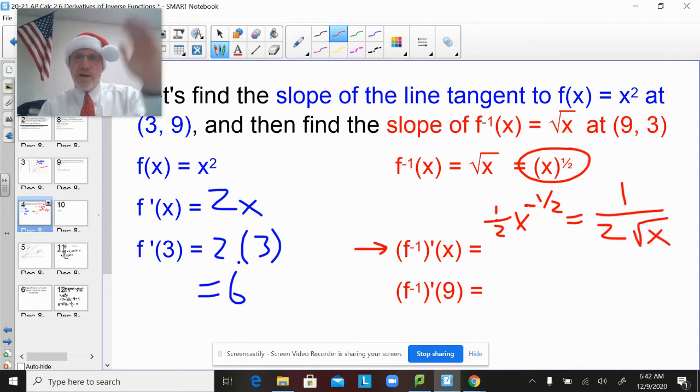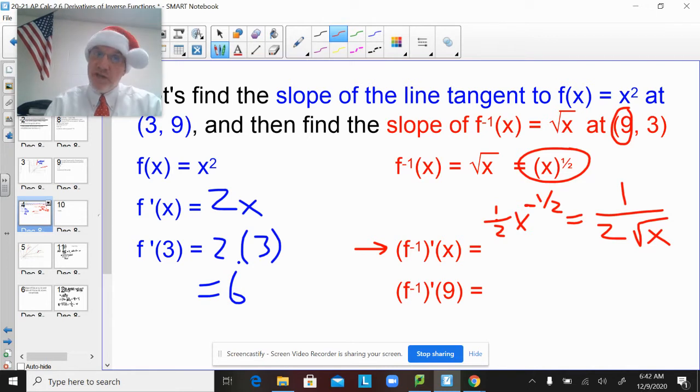All I did was the 1/2, I moved the 2 to the bottom, and the x to the -1/2 is on the bottom as x to the 1/2, which means the square root. So there's the derivative of that function. Now, again, we're plugging in the x value, which here is 9. Remember, it's backwards. Down the other one, the 3 was the x. Here, the 9 is the x.